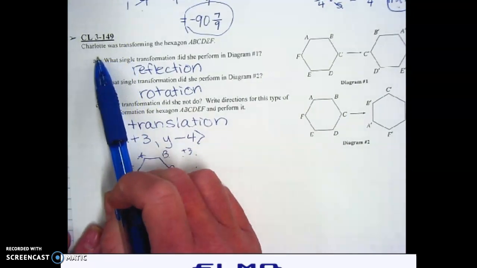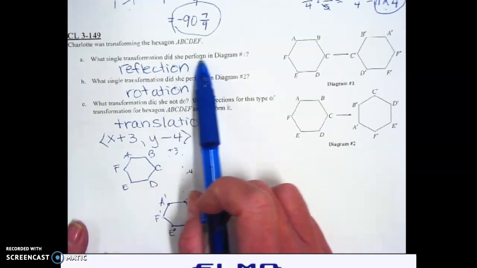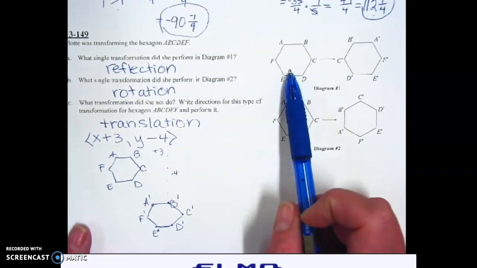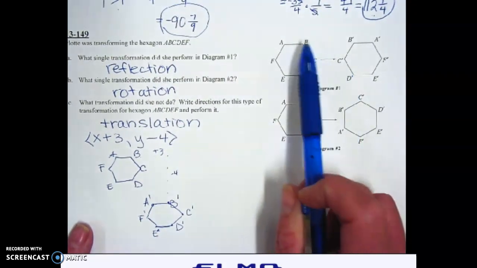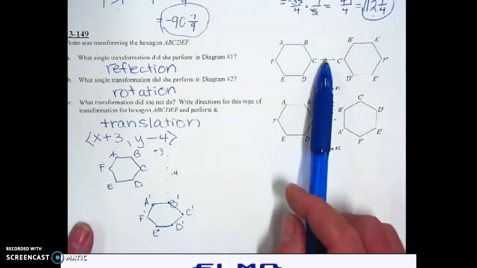Question 149 says Charlotte was transforming the hexagon ABCDEF. What single transformation did she perform in diagram 1? So she just reflected it. They're all the same distance from the line that's about right there.